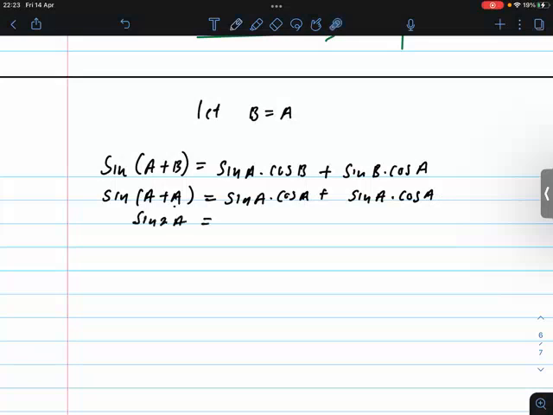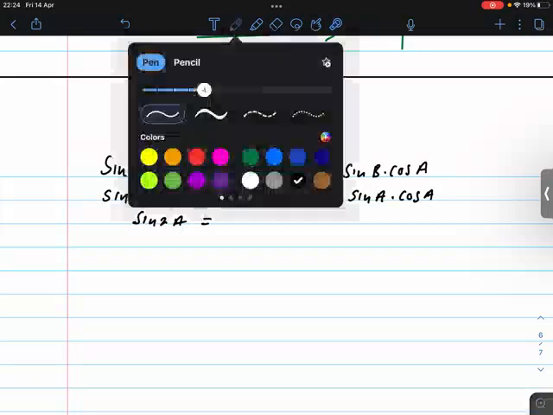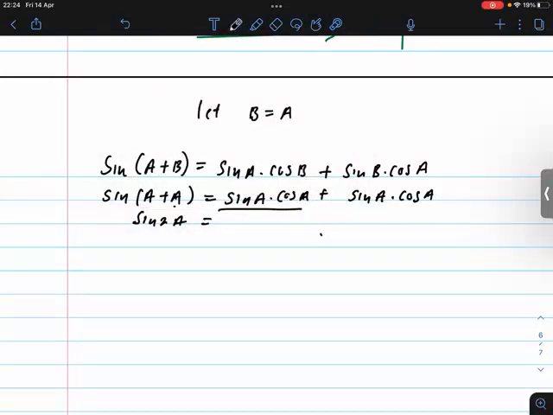You will notice that sine A cos A plus sine A cos A is the same as 2 sine A cos A. Do you see that? You guys see that? Yes, sir. That is the same as that. So we just say 2 sine A cos A. It has been proven.